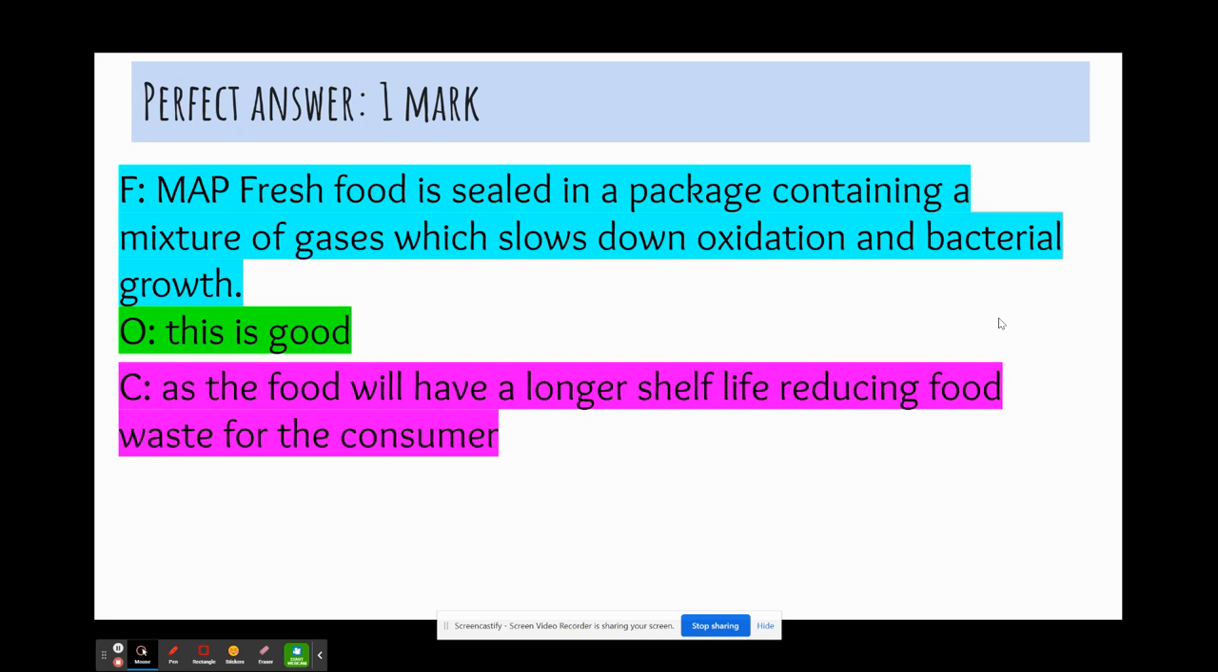This is a perfect answer that would gain us 1 mark for this question. So fresh food is sealed in a package containing a mixture of gases which slows down the oxidation and bacterial growth. This is good as the food will have a longer shelf life, reducing food waste for the consumer. I've referred back to the consumer. I have also made sure to have my opinion in here, and my fact is accurate about what MAP packaged foods are. So this would gain us 1 mark.